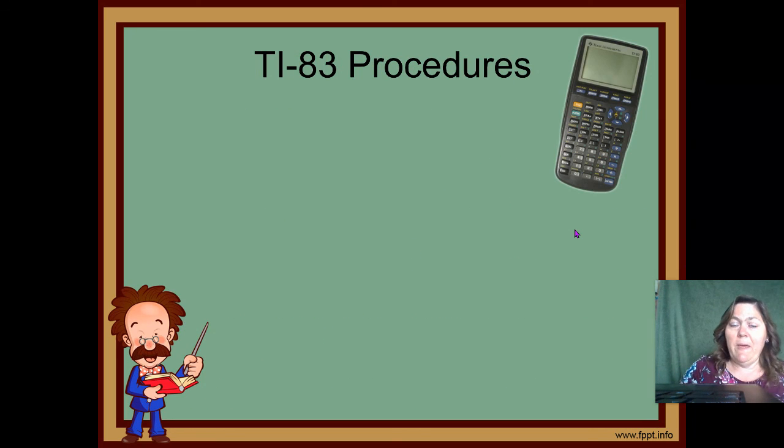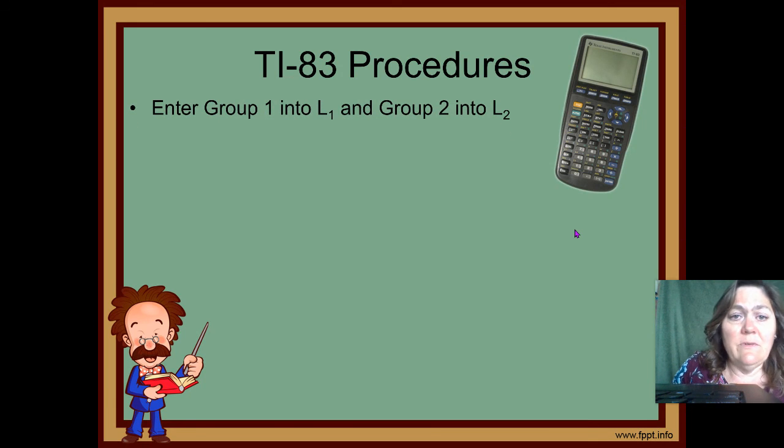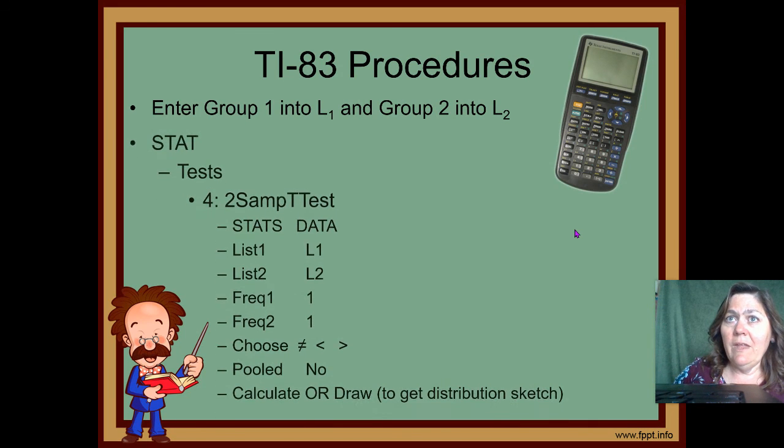So let's talk about that calculator command, because honestly, guys, if I were you, this is what I'd want to do. If you're given data, you know how to enter your data. Your first population data should go into list 1, then your second population into list 2. Okay?